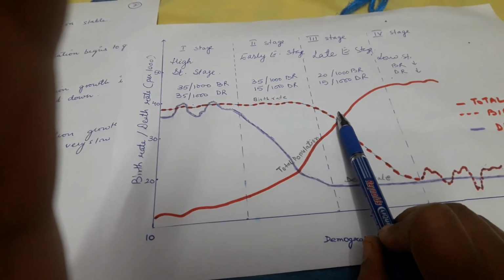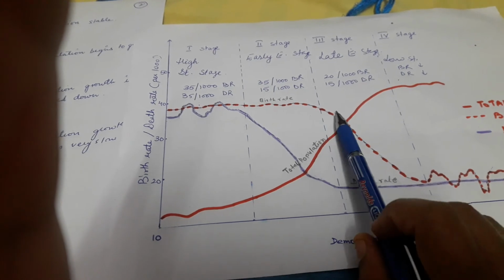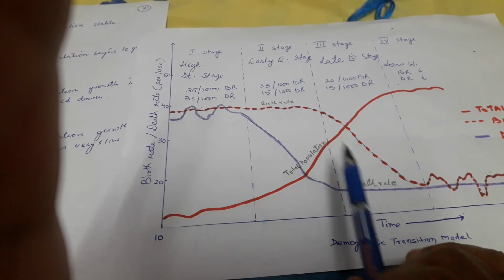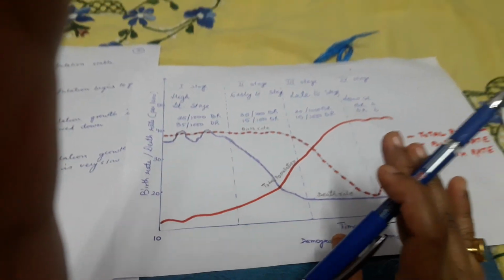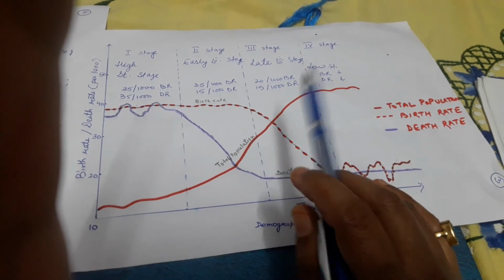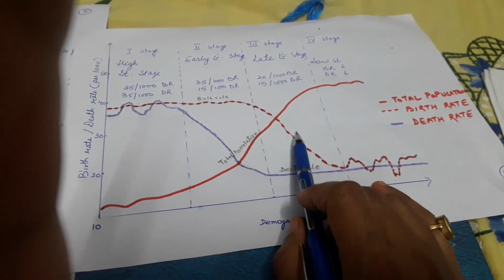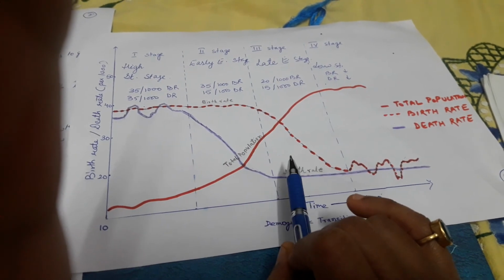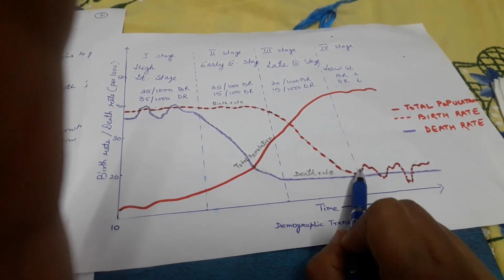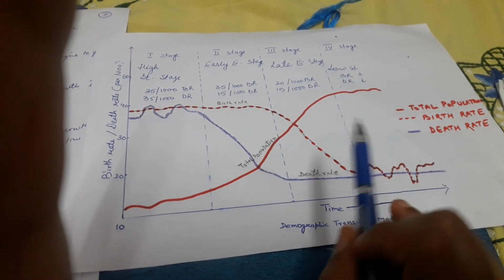in this third stage, between the birth rate and death rate there is a very small difference. That is, the birth rate and death rate are coming closer. That is, the difference between the birth rate and death rate is less. So they are reaching stabilization, but they haven't reached stabilization. So the last stage is where the death rate and birth rate are almost equal.